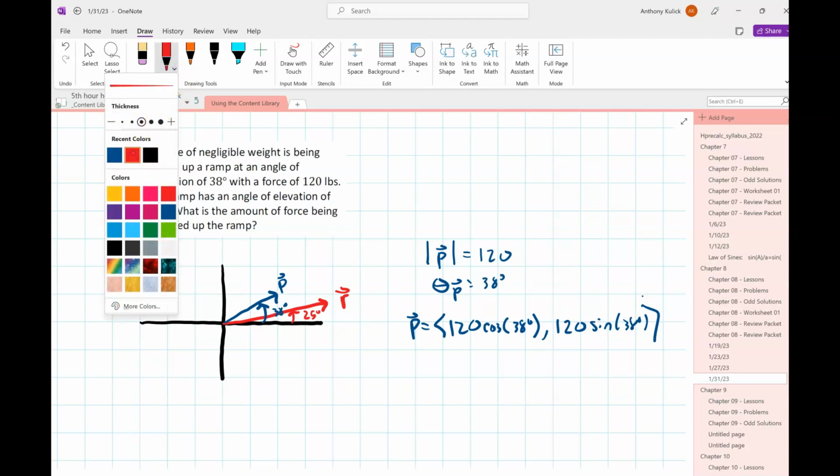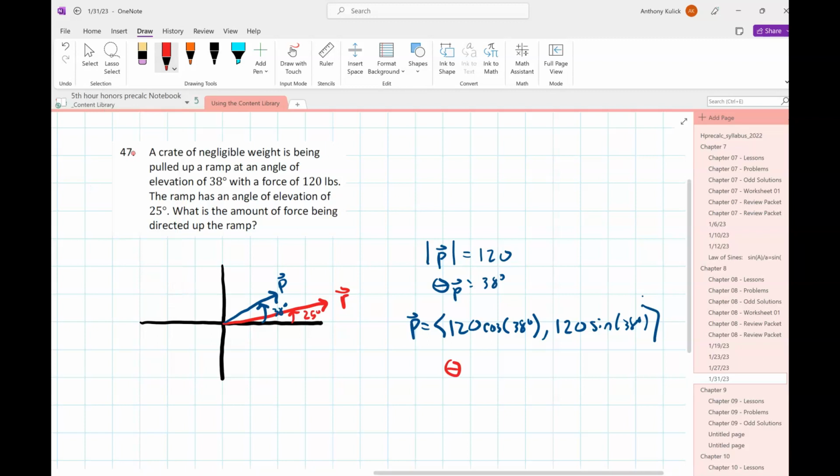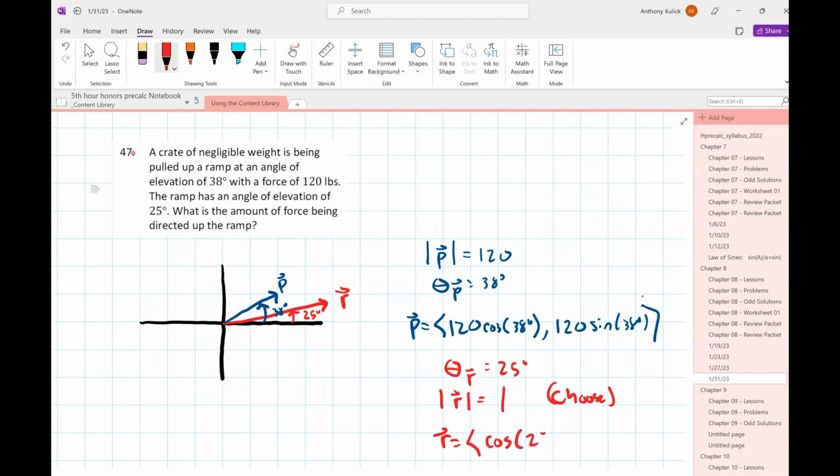And likewise, for the ramp, we're given that the ramp's angle is 25 degrees, but we're not told the magnitude for the ramp. Since we're not told, we're going to fix it at 1. We're going to choose the magnitude for the ramp to be 1, which means that the component form for the ramp is just 1 times cosine 25, comma 1 times sine 25. I'm just going to drop the ones.